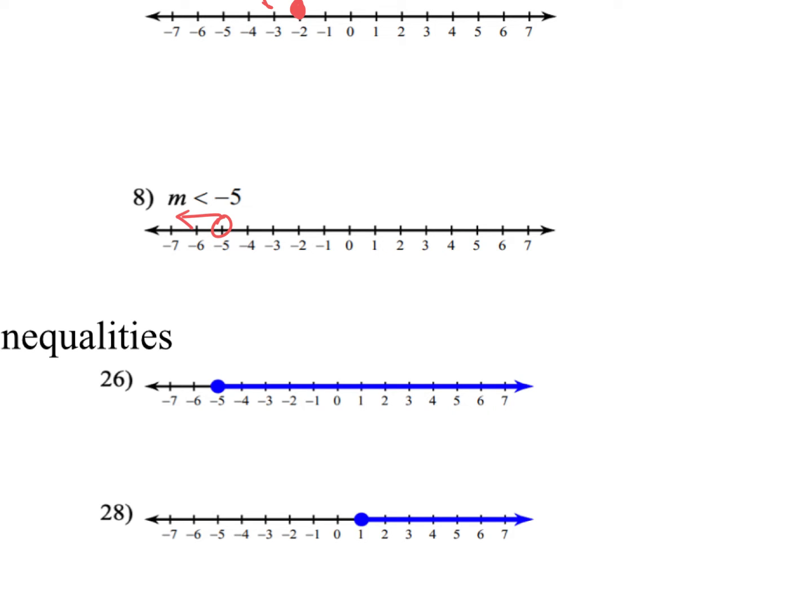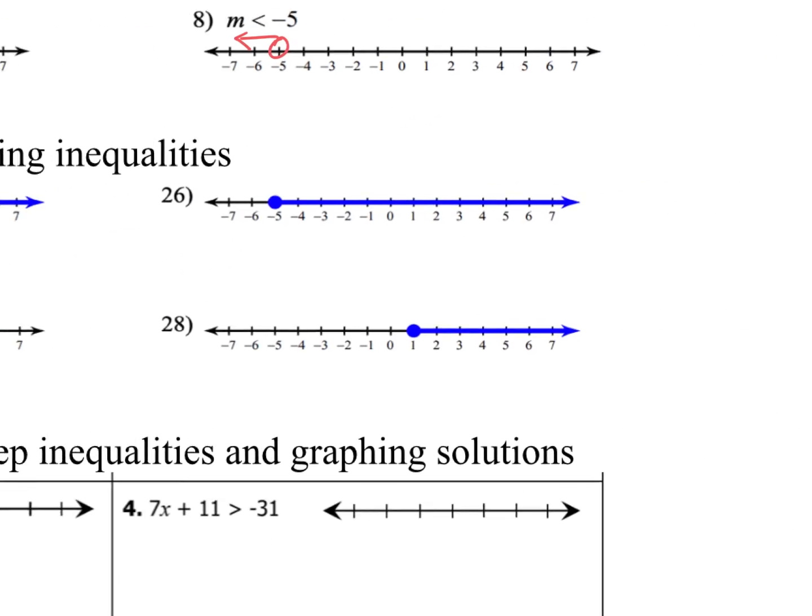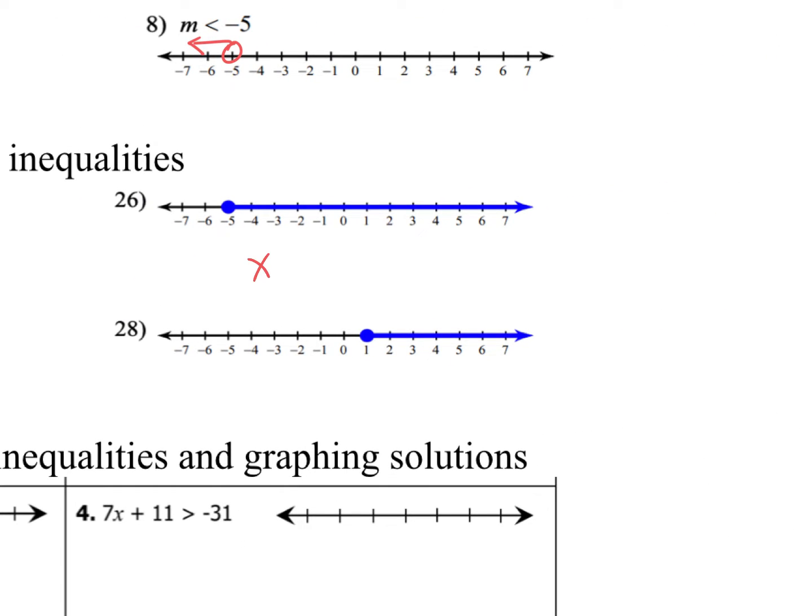Okay. Number 25 here. Now we're writing the inequality from the graph. Since there's an open dot, I know I have x and -2. Now I have to determine, okay, it's an open dot going to the right. So I know that this is greater than, not equal to. Number 26, I know I have x and -5. This one's a closed dot, so it's got a line under it. And it goes to the right, so that's greater than.